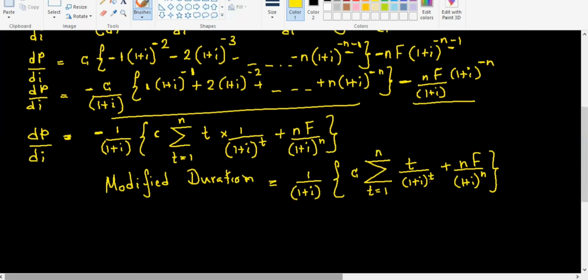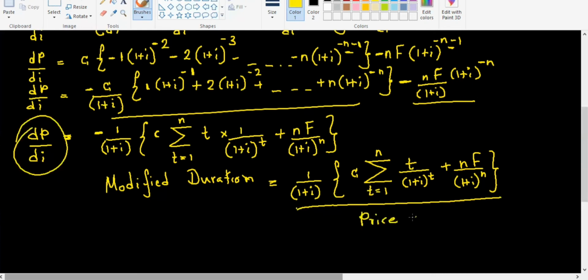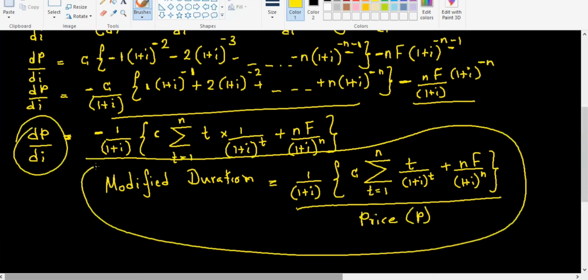For the modified duration, in addition to this first derivative, we are dividing this whole statement by the price of the bond, or else we can write it as P. So this is the modified duration formula which we can derive from this differentiation.